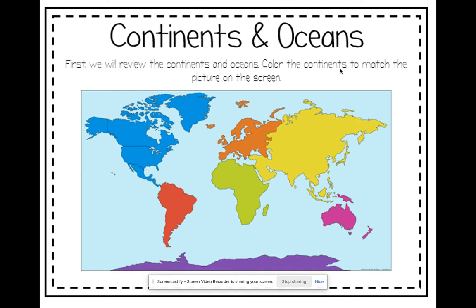All right, so we're going to review real quick over our continents. So we learned about these yesterday. So we have in the blue, we have North America. In the red, we have South America. In the orange, Europe. And the yellow is Asia. And the green is Africa. The pink is Australia. And then the purple is Antarctica. And then we have our oceans. We have Atlantic Ocean, we have Pacific Ocean, we have Arctic, we have Southern, and we have the Indian Ocean.